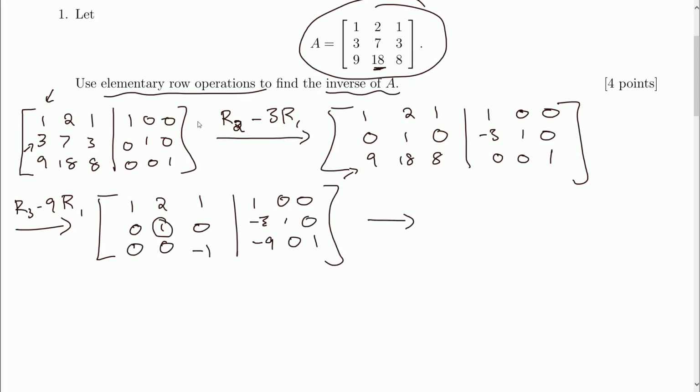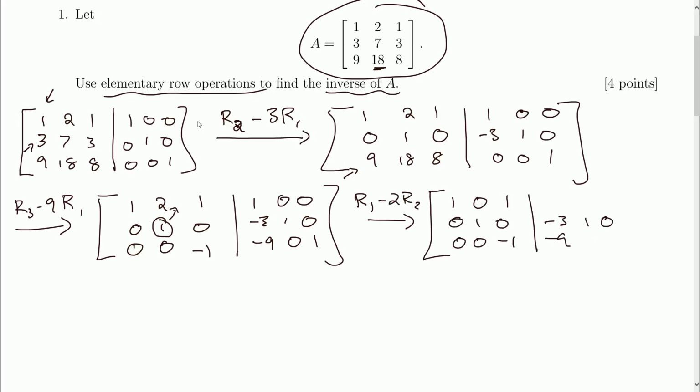I've already got a leading one here. Let's use it to get rid of this 2. So this is row 1 minus 2, row 2. And that's going to be 1, 0, 1, 0, 1, 0, 0, 0, negative 1. And we'll have negative 3, 1, 0, negative 9, 0, 1.